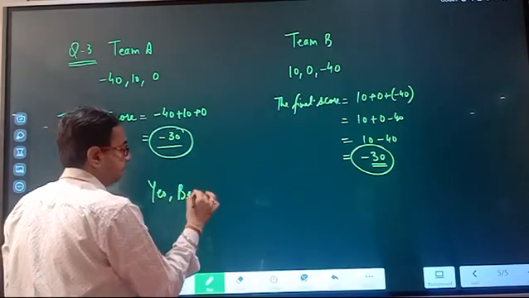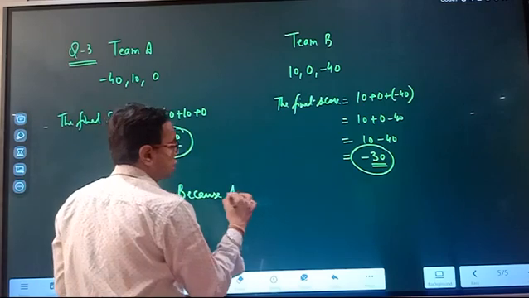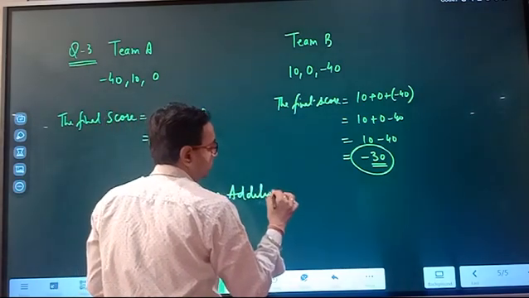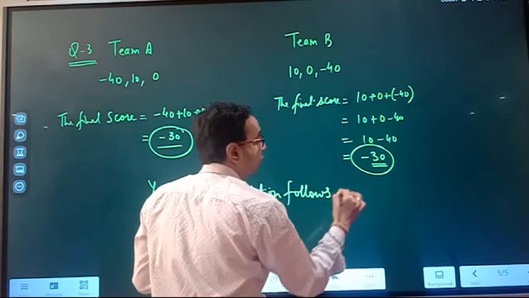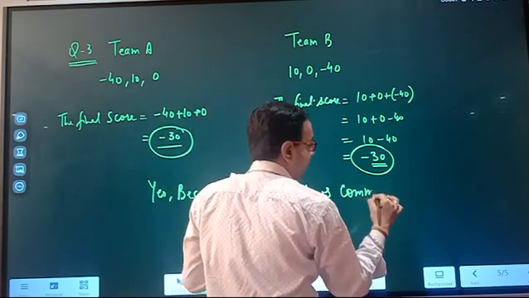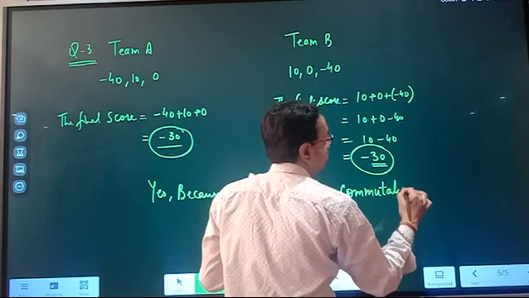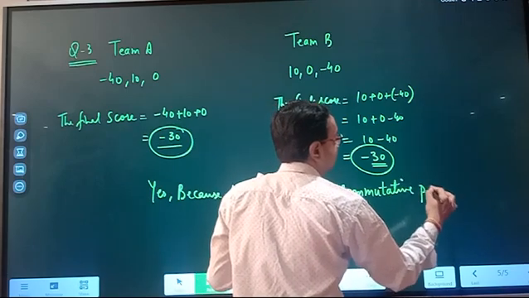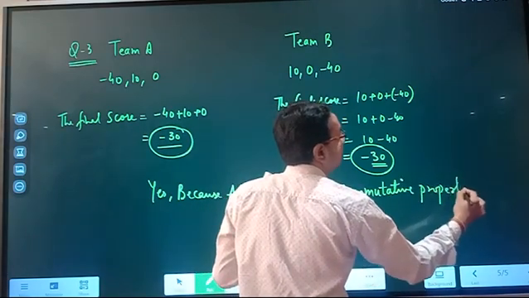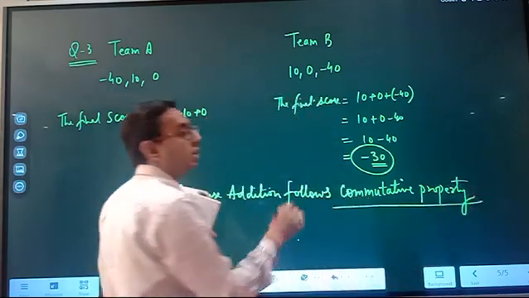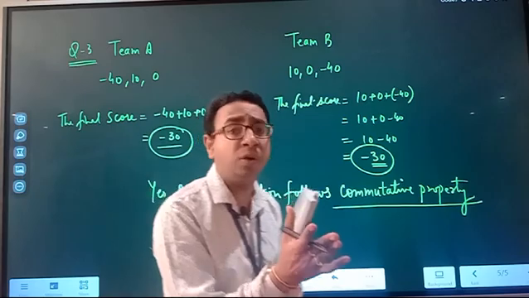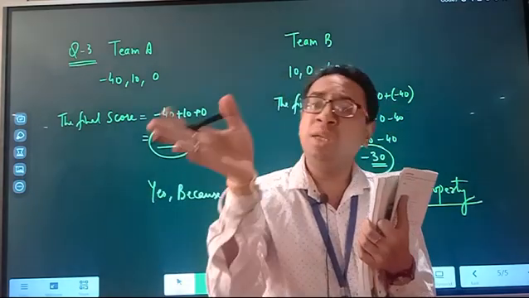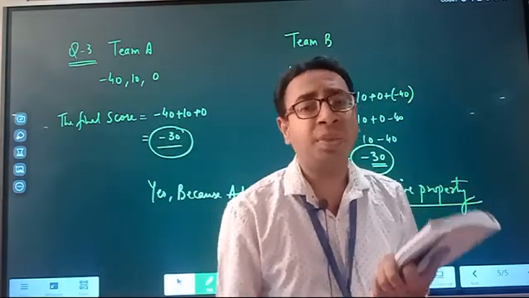Because addition follows which property? Commutative property. Do you remember? A plus B is equal to B plus A. That is why we can add them in any order. This is what the commutative property states. If you add any integers, you can add them in any order. If you write 1 plus 3 or 3 plus 1, the answer is the same. Are we clear with this?